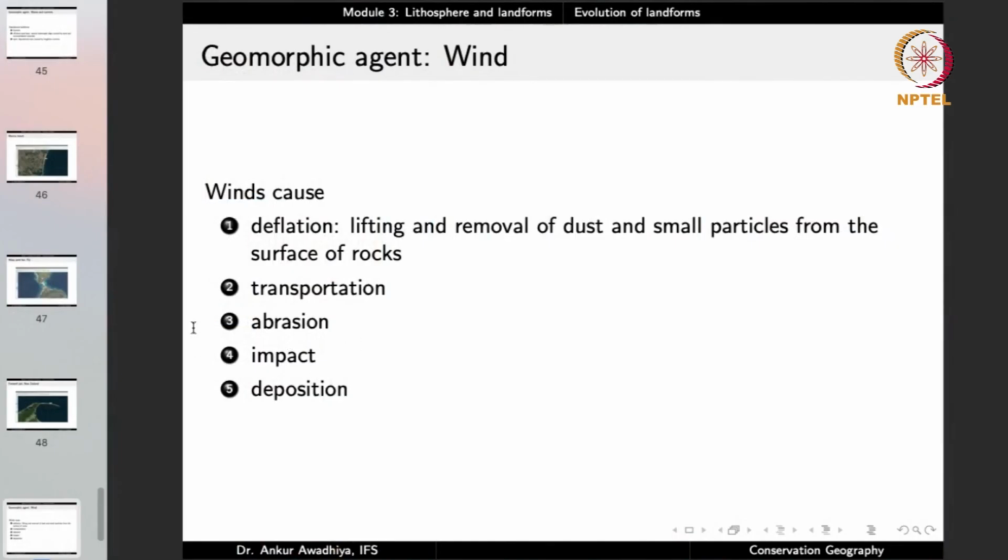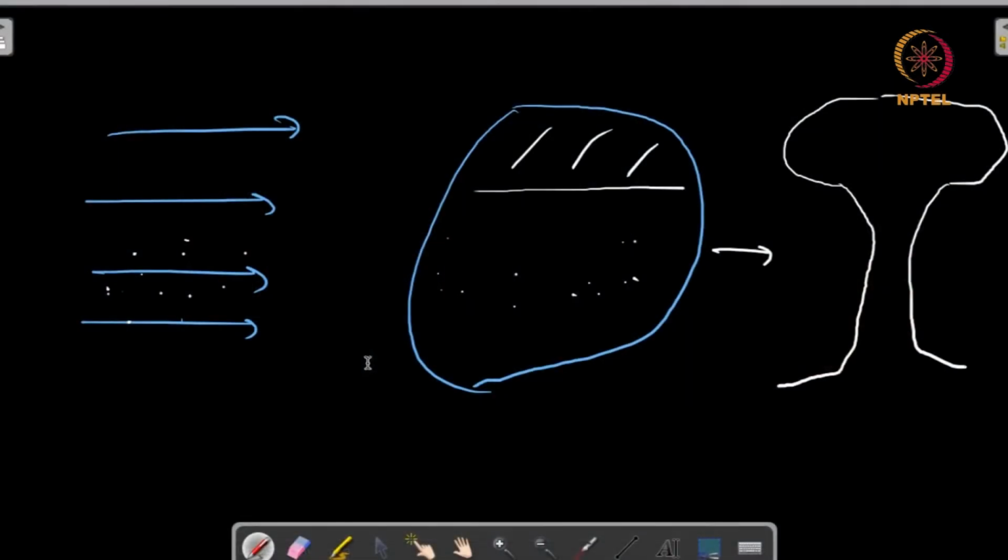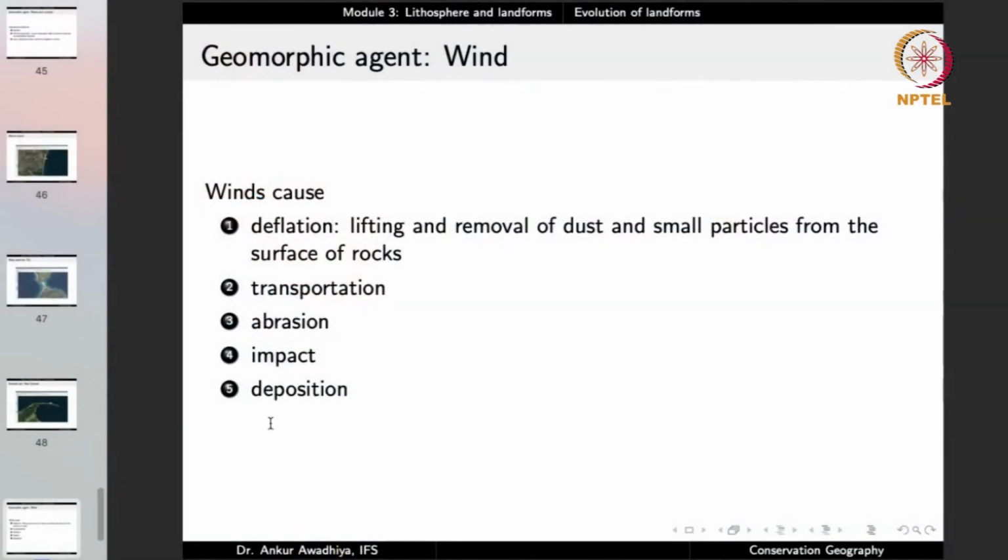So winds can also lead to abrasion. Winds also lead to impacts. So when these particles are impacting, you can also get certain holes that are created because of the impact. And winds also lead to deposition.